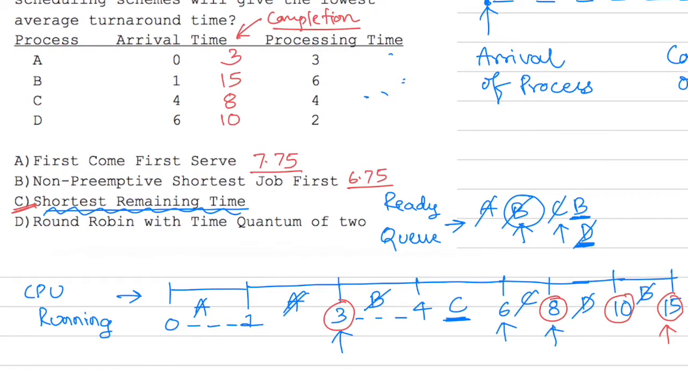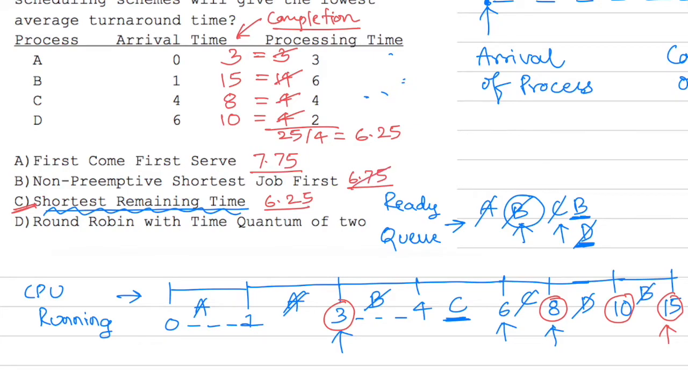Now let's calculate the turnaround time. The turnaround time for A is 3, for B is 14, for C is 4, and for D is also 4. Now if we do the summation, it's 4 and 4, 8, 8 and 14 is 22, 22 and 3 is 25. So 25 divided by 4, that is 6.25. Oh, we have got a shorter time, 6.25.